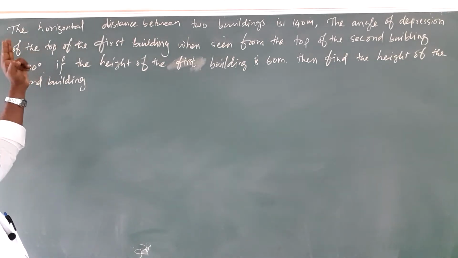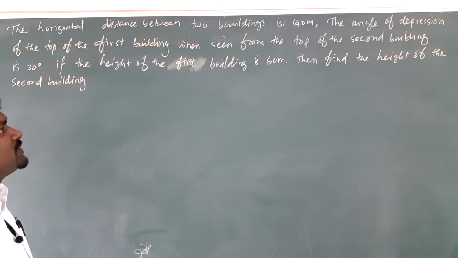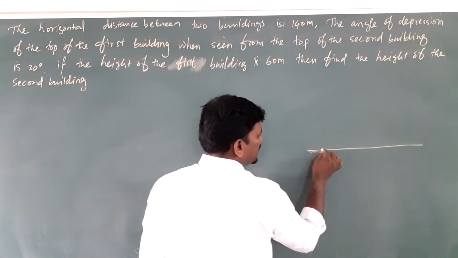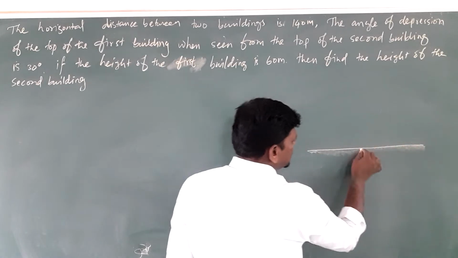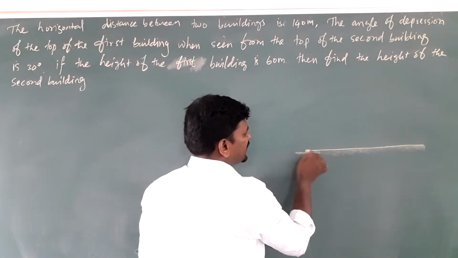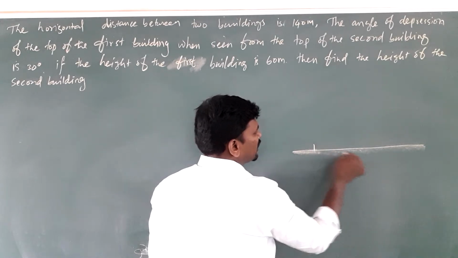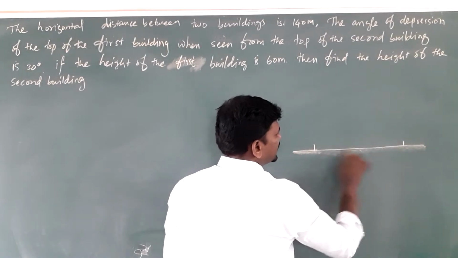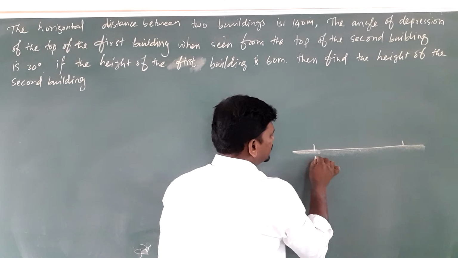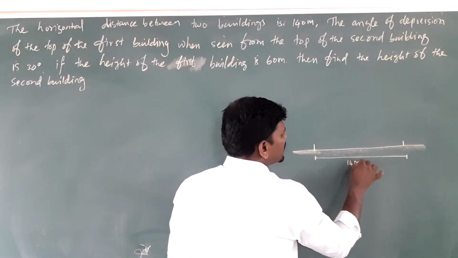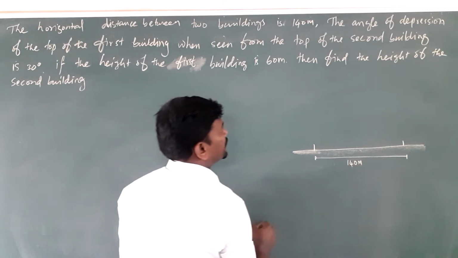Here the horizontal distance between the two buildings is 140 meters. See. So, in trigonometry applications, the diagram is the key point. This is the ground. In this ground, there are two buildings, here and here. So, the horizontal distance between these 2 points is 140 meters.